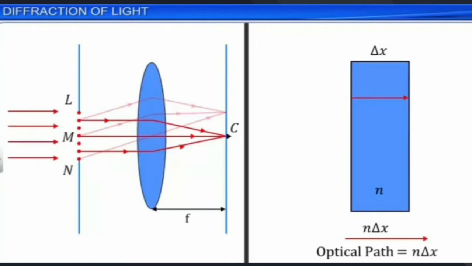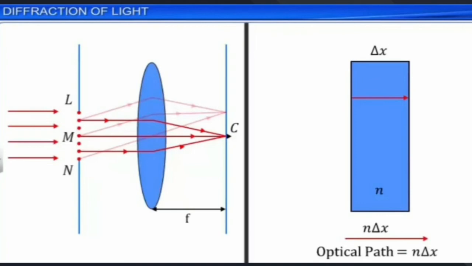So if delta x is the actual path, the optical path in that medium is n delta x, where n is the refractive index. When we keep a convex lens of that thickness delta x, for all the rays this optical path will be the same.